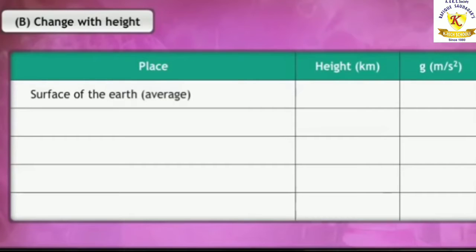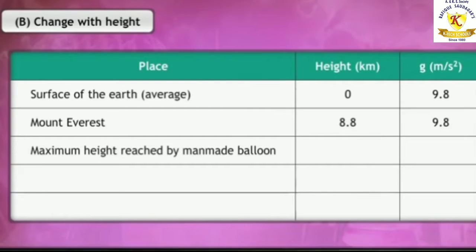Place: surface of the Earth, that is average. Height is 0 kilometers and g is 9.8 meter per second square. Place: Mount Everest. Height 8.8 kilometers and g is also 9.8. Place: maximum height reached by a man-made balloon. Height 36.6 kilometers and g is equal to 9.77.